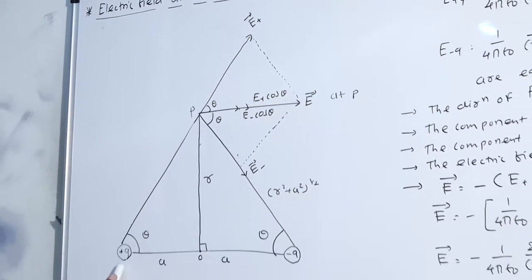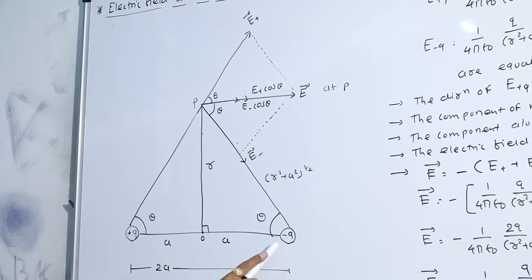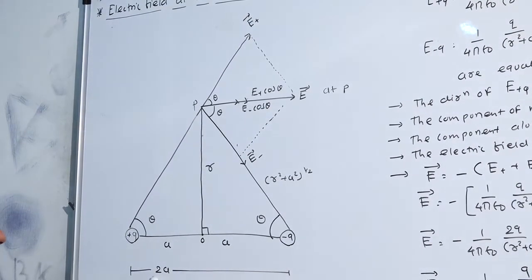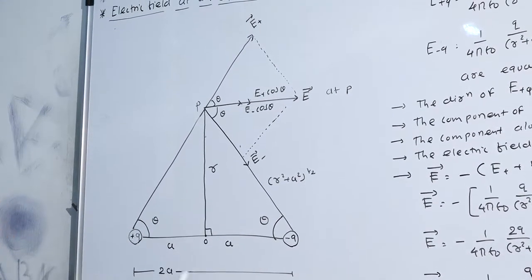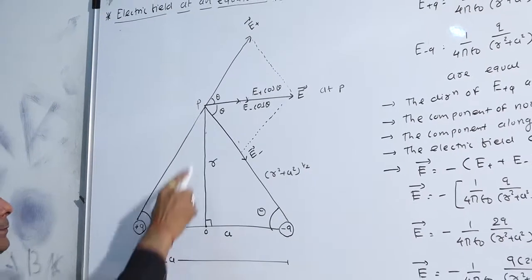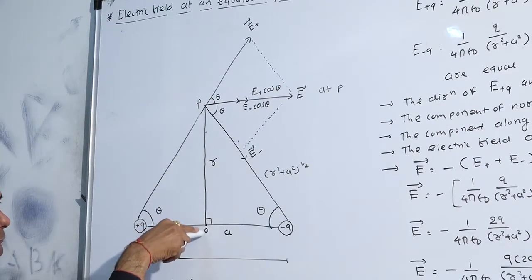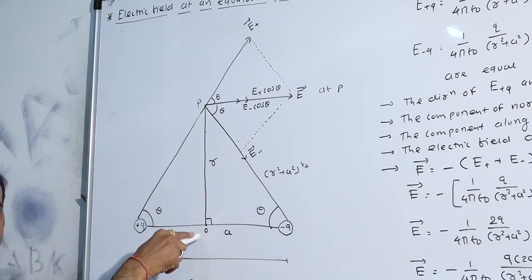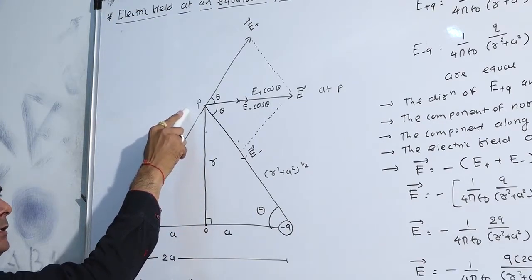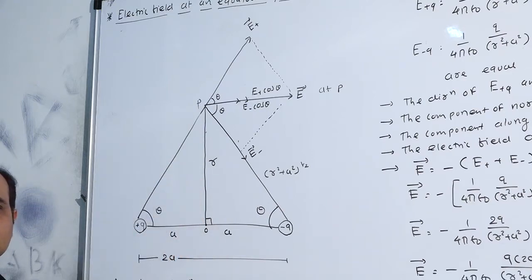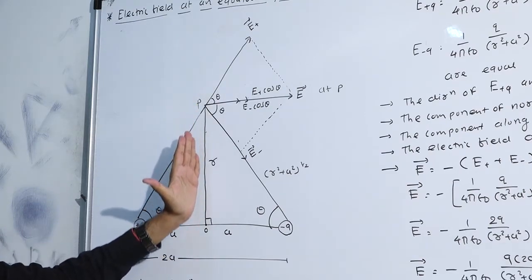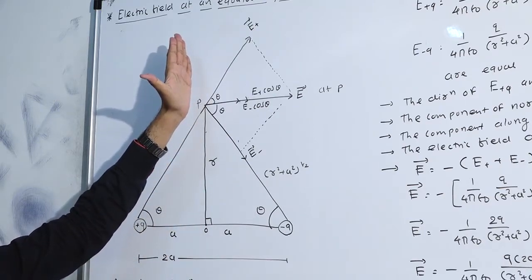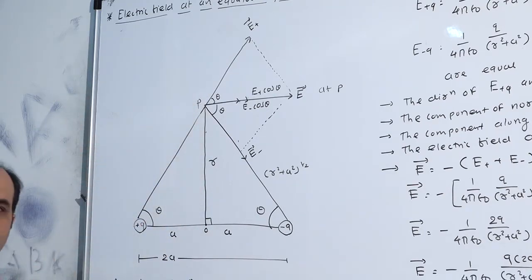First of all, there is a plus q charge, and this is our minus q charge. They are separated by distance 2a, so that from the midpoint O, the distance is a on both sides. See this perpendicular, it is called the bisector of the dipole, or the equator of the dipole. On the equator of the dipole, the distance of the point P from the midpoint of the dipole is r. This is called the equator, or also known as the equatorial plane. Okay.